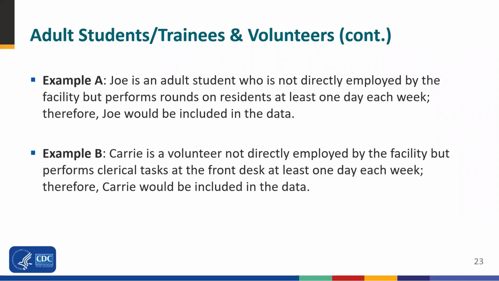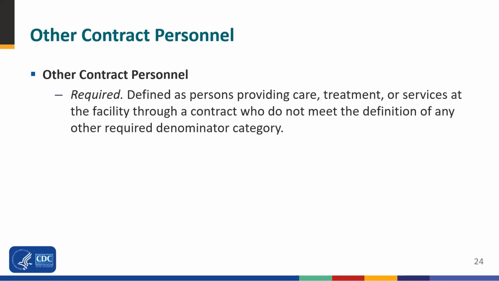Here are 2 examples of adult students, trainees, and volunteers who would be included in the data. Joe is an adult student who is not directly employed by the facility, but performs rounds on residents at least 1 day each week. And Carrie is a volunteer not directly employed by the facility, but performs clerical tasks at the front desk at least 1 day each week.